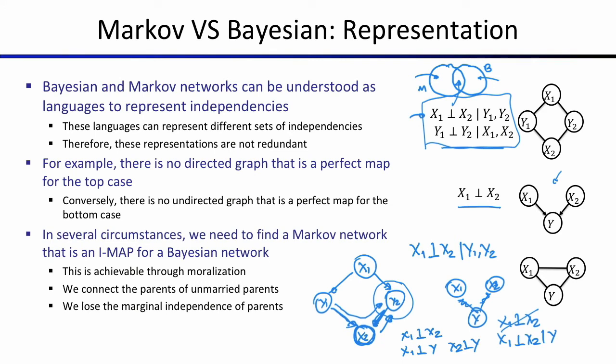Okay, and finally, there are many occasions that we need to find a Markov network that's going to be an IMAP for the Bayesian network. So that situation occurs, for instance, in the case that we want to convert the Bayesian network into a Markov network in order to do some sort of operations, for instance, some sort of inference. So that's very common to happen. In this case, we may not find the perfect map. We may not find a Markov network that is a perfect map for the Bayesian network. What we do is to find a Markov network that is an IMAP for the Bayesian network.